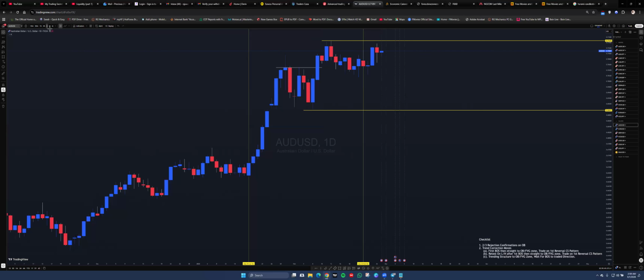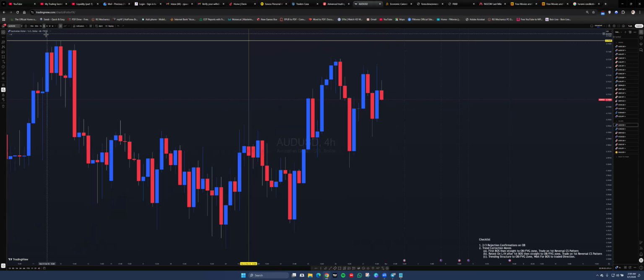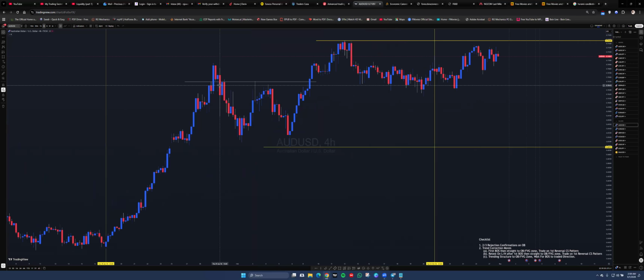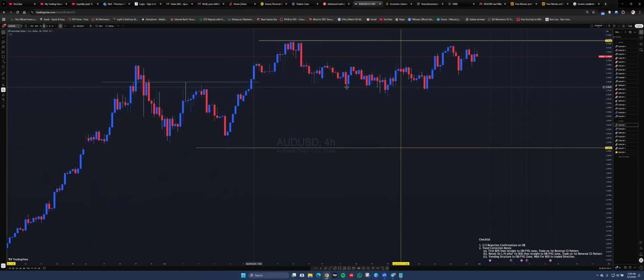But since we're doing this, we're breaking it down to 4 hours. We've gotten a range on daily, and this is the full range before this week started. This is the full range, right? So in this full range, this was where we had a break of structure.